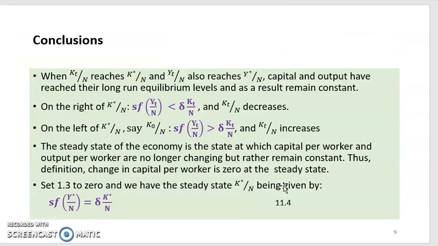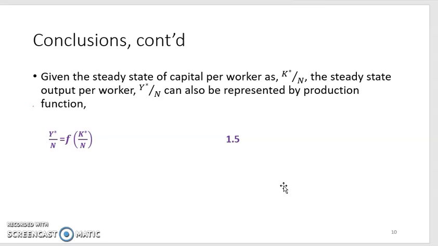So let's conclude on this. The steady state of the economy is the state at which capital per worker and output per worker are no longer changing, but rather remain constant. In the steady state, the change in capital per worker is equal to 0. So given the steady state of capital per worker here, the steady state of output per worker can also be represented by this function here. So the steady state of output per worker is equal to the function of steady state capital per worker. Thank you.